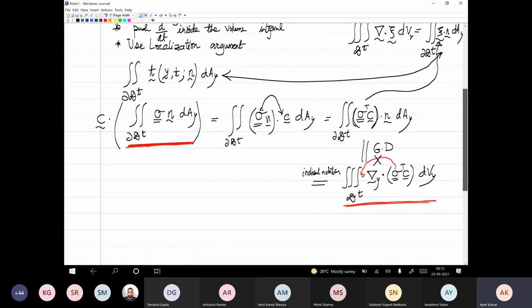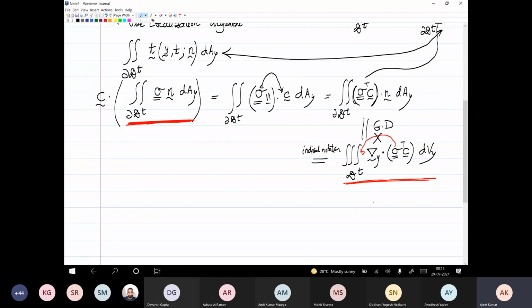So here we have, let us say, xi equal to sigma transpose C. Then what will be xi I, the ith component? Can we say that this is same as sigma ji cj? Isn't it? So ith component of xi is sigma ji cj. See, it is not sigma ij cj because it's the sigma transpose. So it is sigma ji cj.